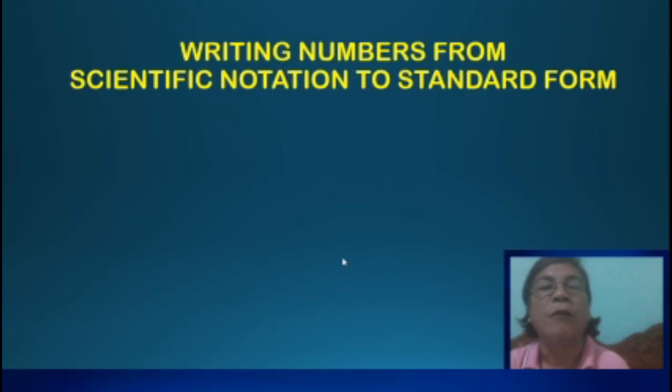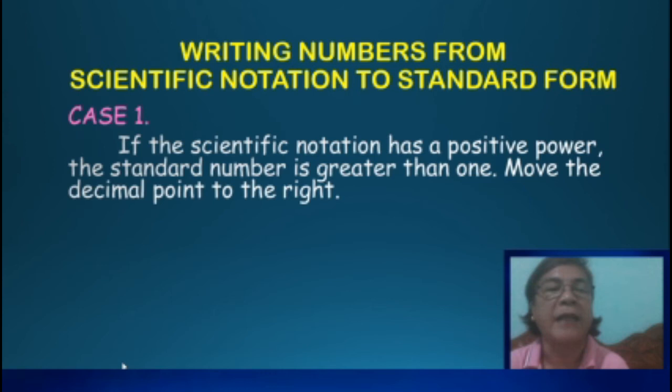Okay, what about the vice versa of this? Writing numbers from scientific notation to standard form. Case 1, if the scientific notation has a positive power, the standard number is greater than 1. And we have to move the decimal point to the right. Your answer here will be a very large number.